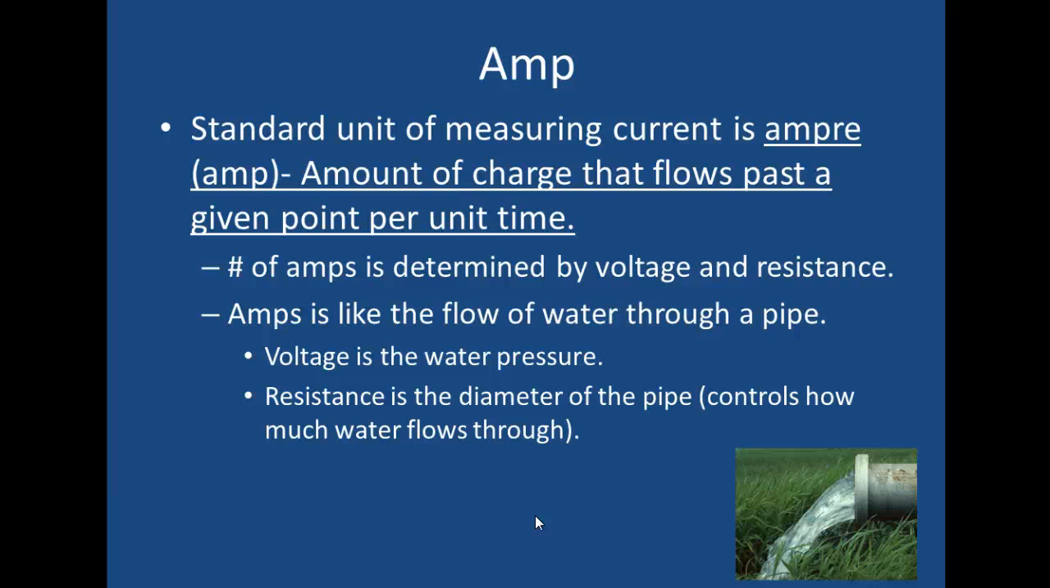It's also compared to the flow of water through a pipe. The voltage is the water pressure. If it's like dripping water or if it's like a fire hose going to take your skin off, there's so much water pressure. Resistance is the diameter of the pipe, how big around it is. In other words, it controls how much water flows through it. The more resistance that you have, the harder it is for the electricity to flow through.